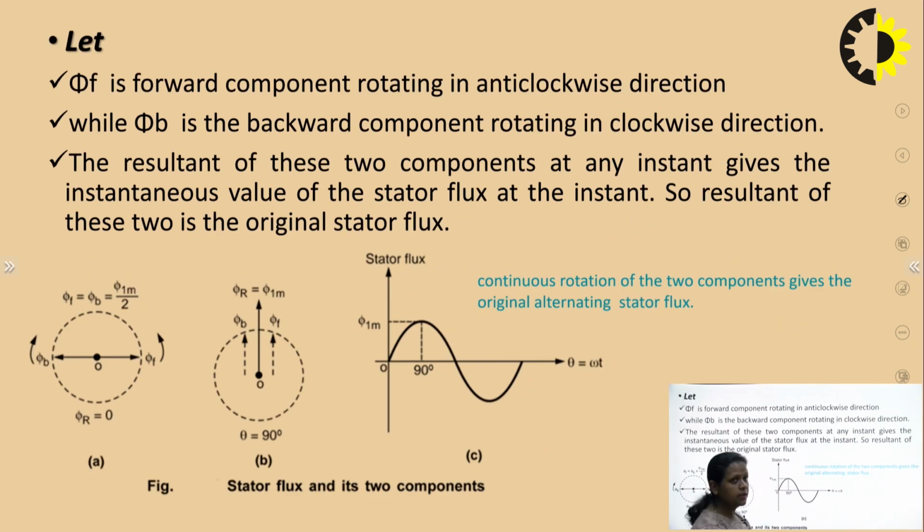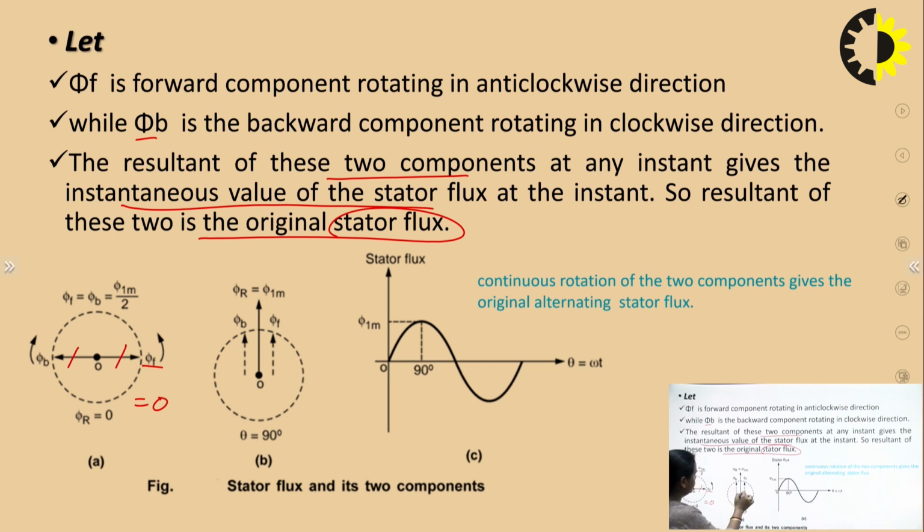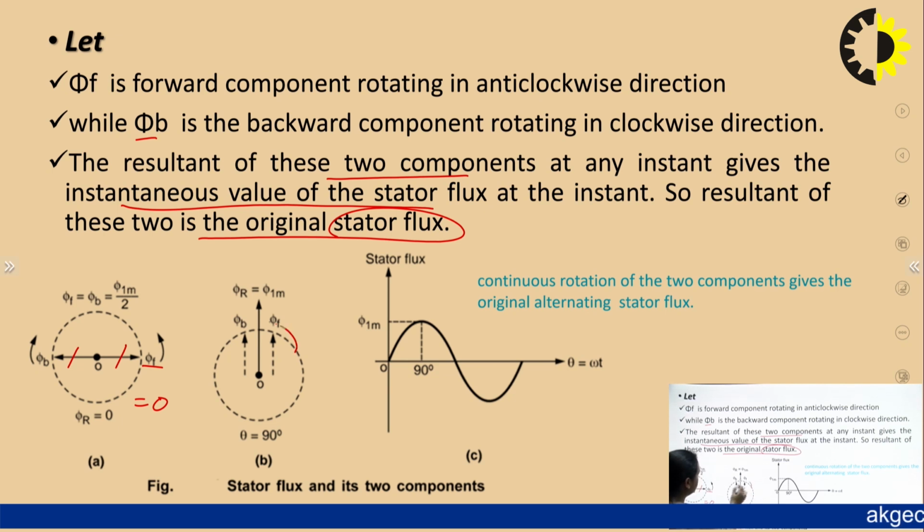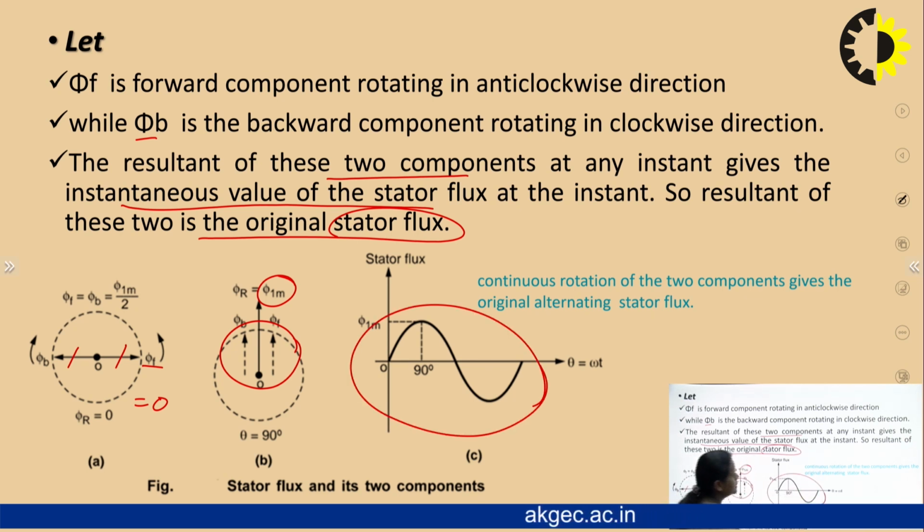Now suppose phi f is the forward component, rotating in the anti-clockwise direction, and phi b is the backward component, rotating in the clockwise direction. The resultant of these two components at any instant gives the instantaneous value of the stator flux at that instant. For example, here this is phi b and this is phi f. They are in opposite directions and the angle is 0 degree, so they cancel each other and the resultant is 0. If both have an angle of 90 degrees, both are in the same direction, so the components get added and you get the maximum value. Similarly, if you plot this, you will again get the original stator flux.